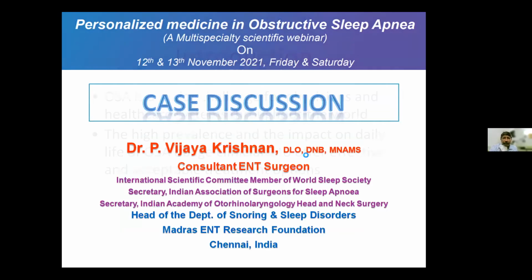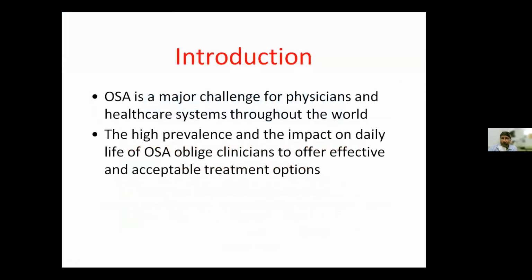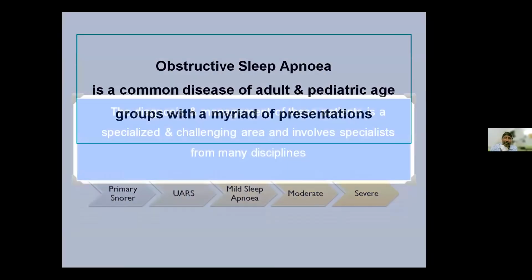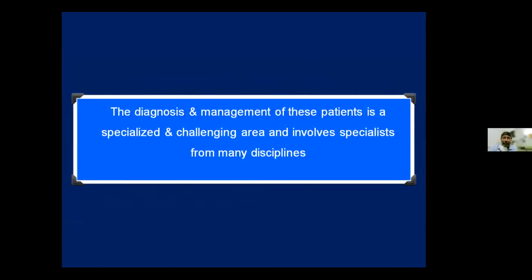So we all know, as we have been discussing for the past 2 days, OSA is a major challenge for physicians and the healthcare system throughout the world. Because of the high prevalence and the impact on daily life, OSA obliges clinicians to offer effective and acceptable treatment options. It is a common disease of both adult and pediatric age groups with a myriad of presentations. It's a spectrum of disorders and it is a metabolic syndrome. That's why we are all here to diagnose and manage these patients, as it involves multiple specialties.